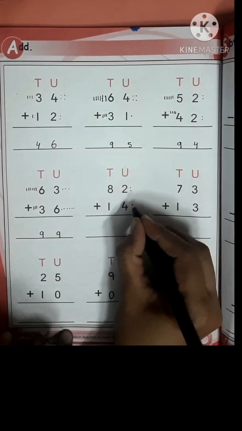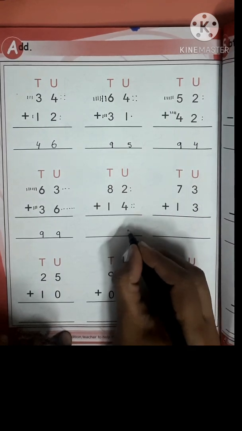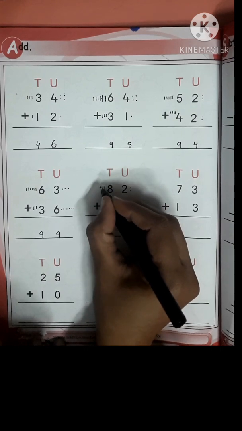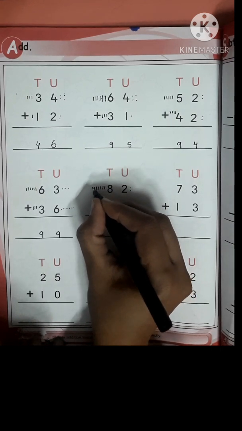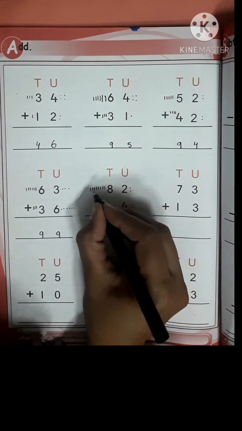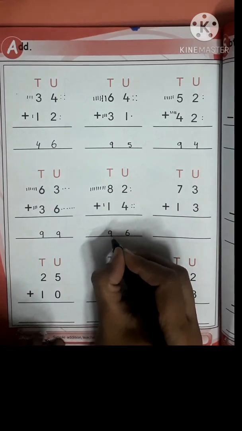Now the next question, number is 82 and 14 and we will add units first. 2 and 4, answer 6 and tens. 8 and 1, the answer is 9.